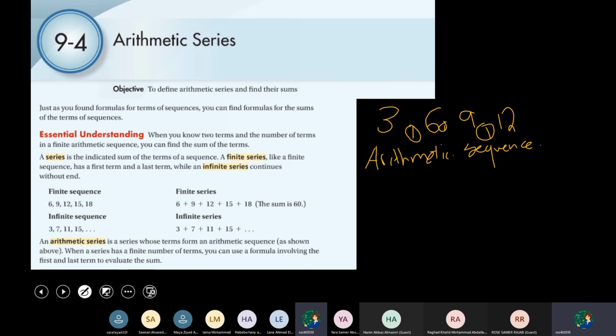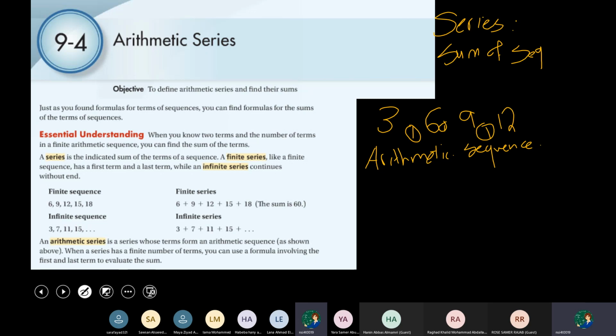These numbers are an arithmetic sequence. What about the series? The series is the summation of these ordered numbers, the summation of a sequence. So when I'm talking about a series, I'm talking about the summation of a sequence. These 4 numbers, or any numbers in any sequence, if I add them, I will find the series. So these are the arithmetic series.